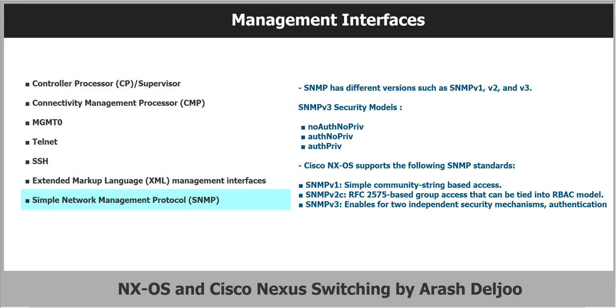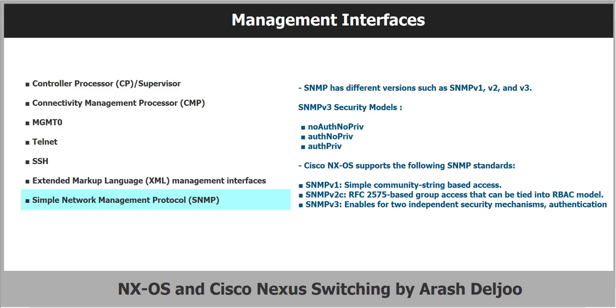The security level determines if an SNMP message needs to be protected and authenticated. Various security levels exist within a security model. First, no authentication, no privacy: a security level that does not provide authentication and also encryption. Then, authentication, no privacy: this security level provides authentication but does not provide encryption. And then, authentication, privacy: this security level provides both authentication and also encryption.